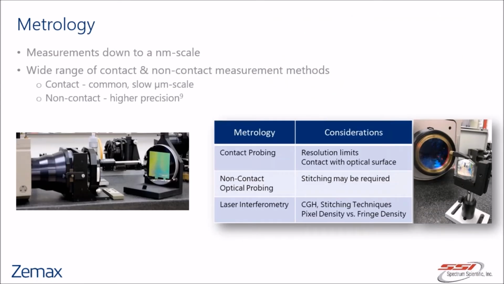On the metrology side, there are a number of contact and non-contact techniques that can be used. Contact probes have resolution limits, and directly touching the optical surface isn't always ideal. Non-contact methods include optical probes or laser interferometry, which offer higher precision, but they usually require stitching or a phase mask to be used as a null corrector. The type of metrology method chosen will be dependent on the specific application, and certain methods may be more effective than others.